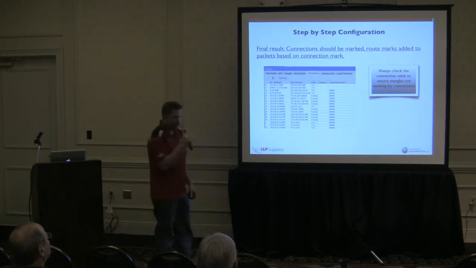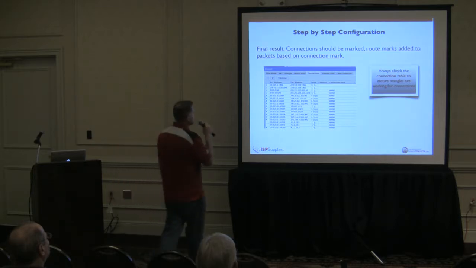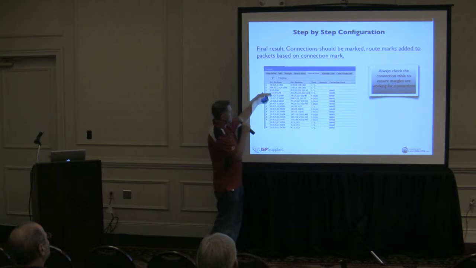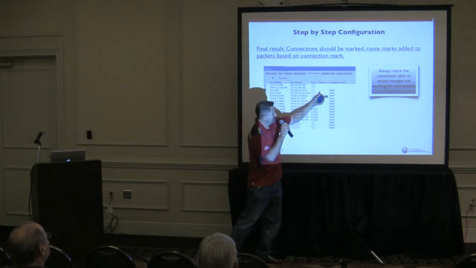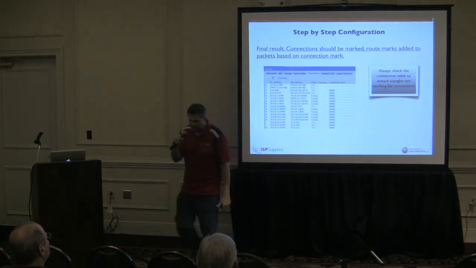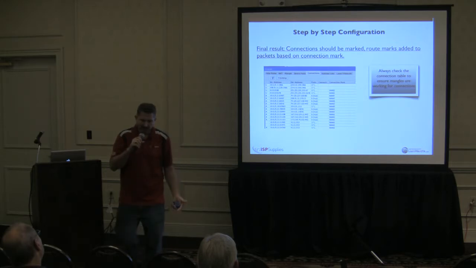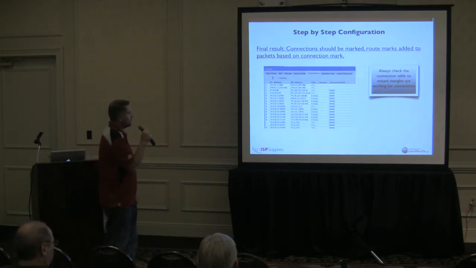Final result, how do you know if your connection marks are working? Well, fortunately, under IP firewall connections, you can see all of the connections that the router knows about. And if those connections are being marked, you'll see the marks. If your PCC rules are working correctly, you should see a fairly even number of marks for each connection.